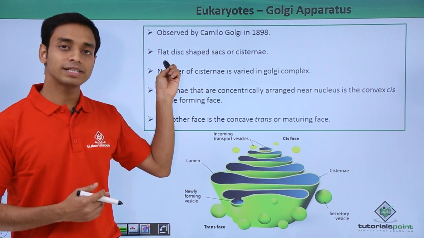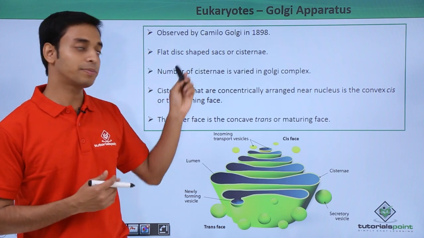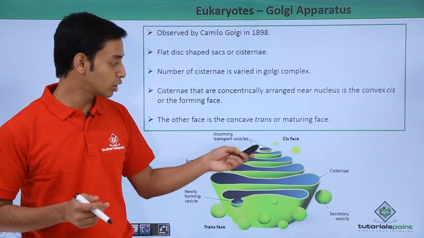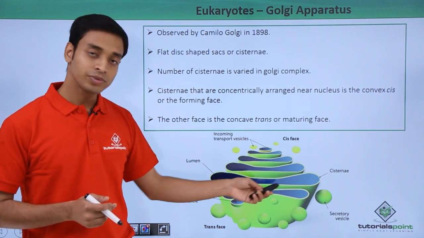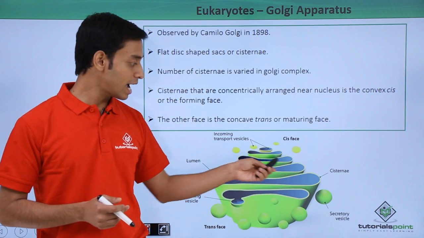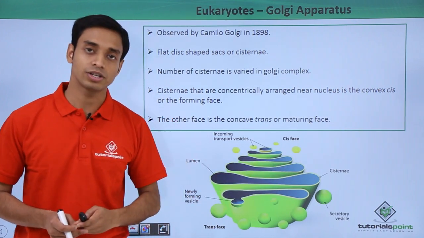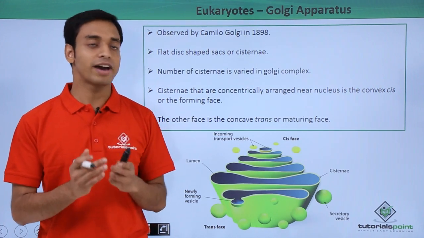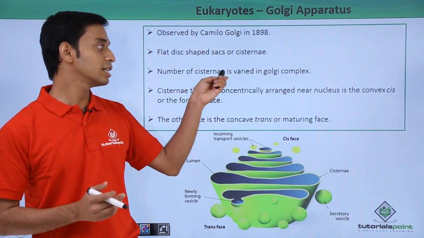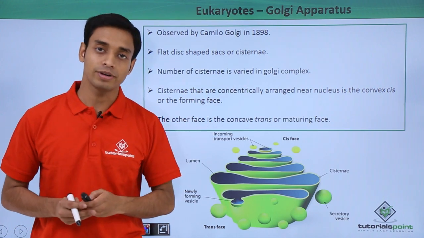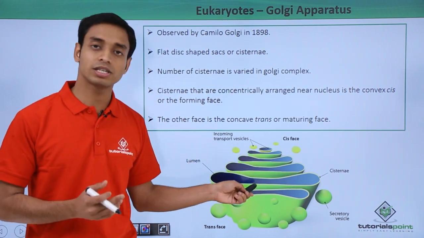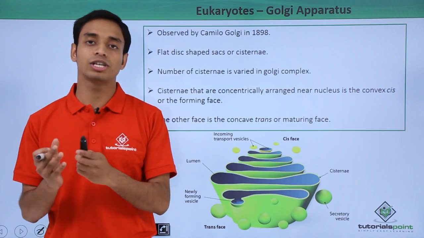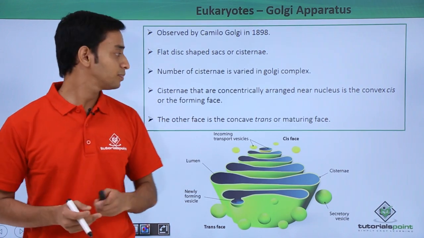The Golgi apparatus consists of flat disc-shaped sacs, which are also known as the cisternae. As you can see over here, these are the flat disc-shaped structures. The number of cisternae present in a particular cell generally varies, so how many cisternae will be present in a particular Golgi apparatus also varies.